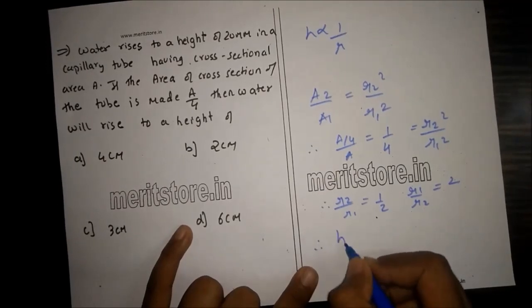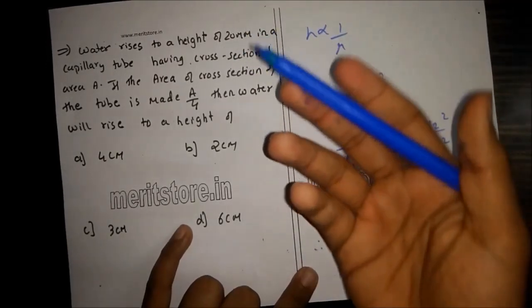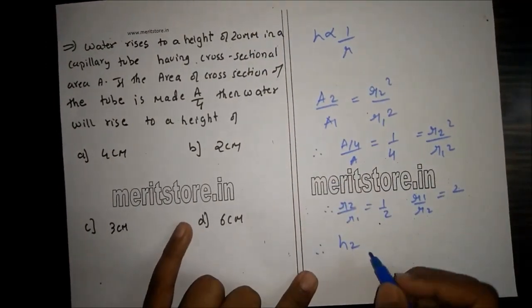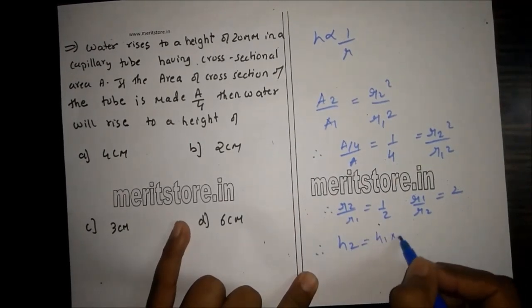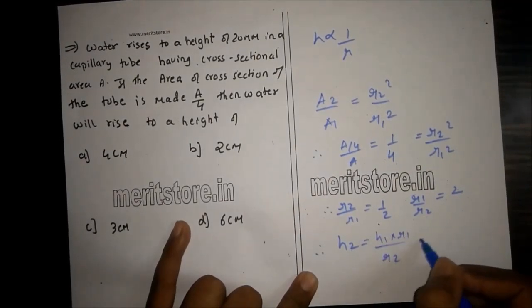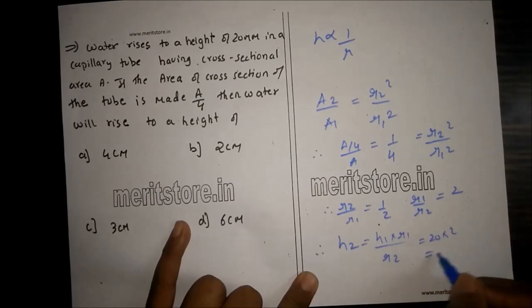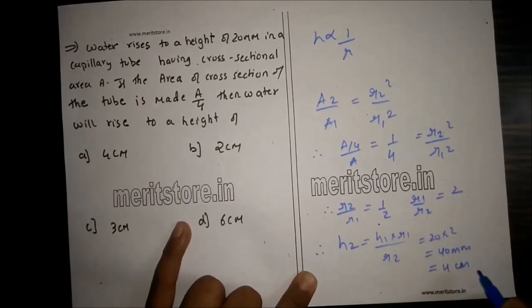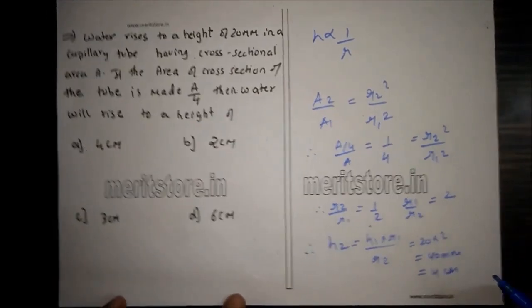Therefore, in order to find H2, which is the height with which the water will rise, it is equal to H1 into R1 upon R2, which is 20 into 2, which is 40 millimeters, which is equal to 4 centimeters. Therefore, here the correct answer will be option A.